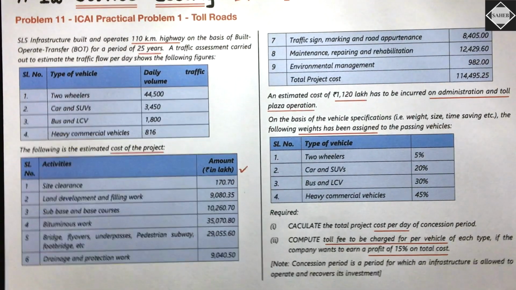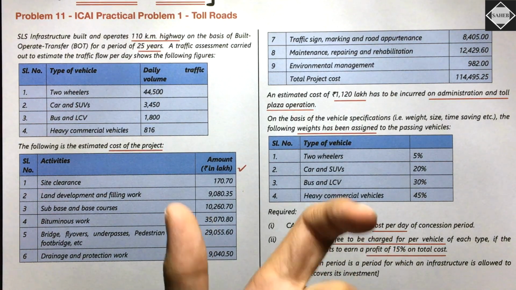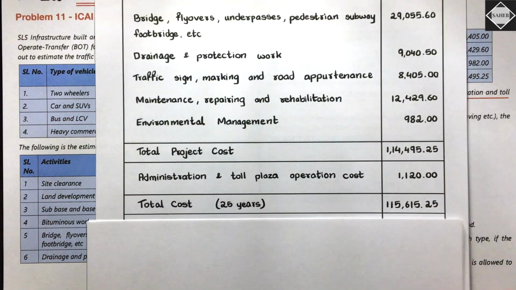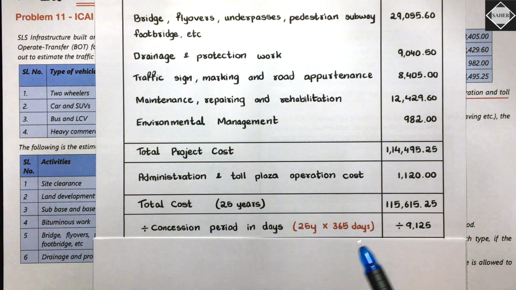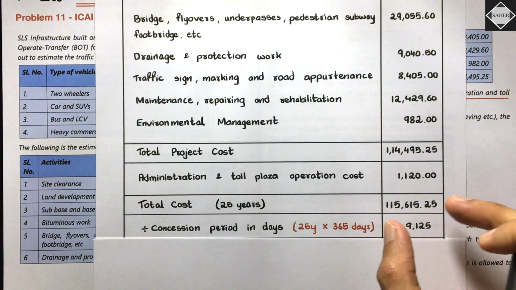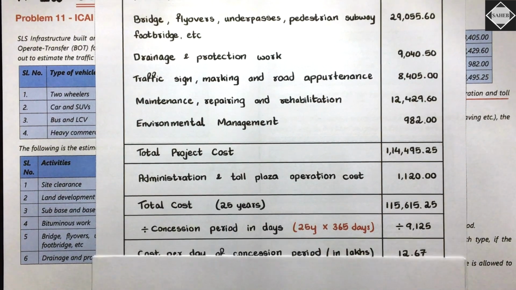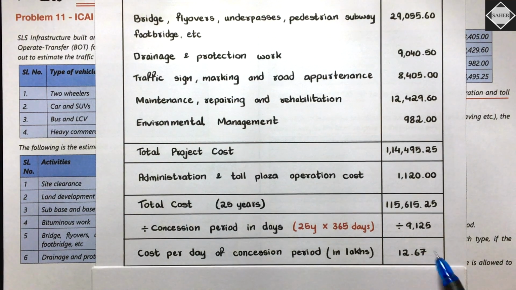What is the requirement? Requirement is calculate cost per day. If you want to calculate per day, then what you will do? Simply you will divide by total days of 25 years, no? Then only you will get cost per day. Simple common sense. So see here, 25 years into 365 days. In 1 year there are 365 days. So 25 into 365, that is equal to 9,125 days. So you will divide this total cost by the total days. You will get what? Cost per day of project period or concession period. Okay, that is equal to 12.67.